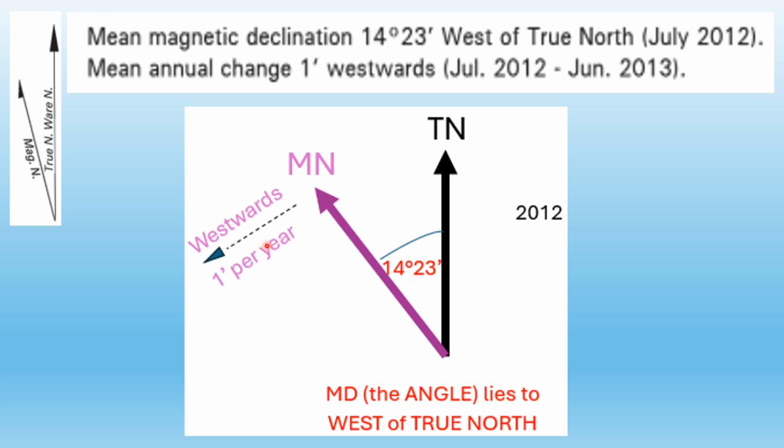So what this means is the following. To recap, in 2012, the size of the angle was 14 degrees and 23 minutes, and that angle was on the western side of the true north line. However, because magnetic north does change, the angle became bigger, and we know that the angle becomes bigger because the information says that the magnetic north line is going to start moving westwards.